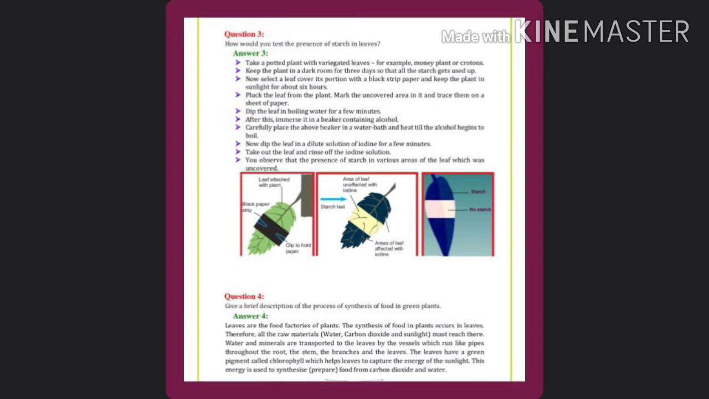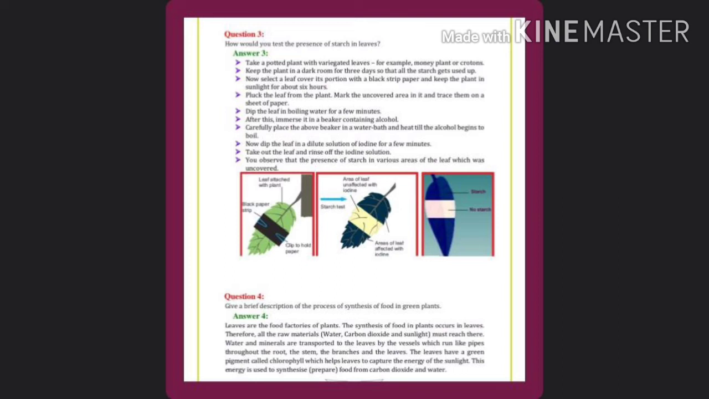Pause the video if you're still writing. Question 3. How would you test the presence of starch in leaves? So you take a potted plant with variegated leaves. You will write that entire activity again and draw the diagram given here. You keep the plant in a dark room for 3 days so that all starch gets used up. Now select a leaf, cover its portion with a black strip of paper and keep the plant in sunlight for about 6 hours.